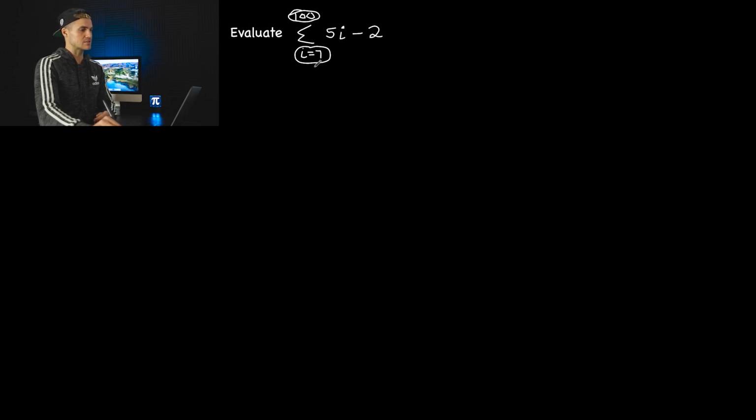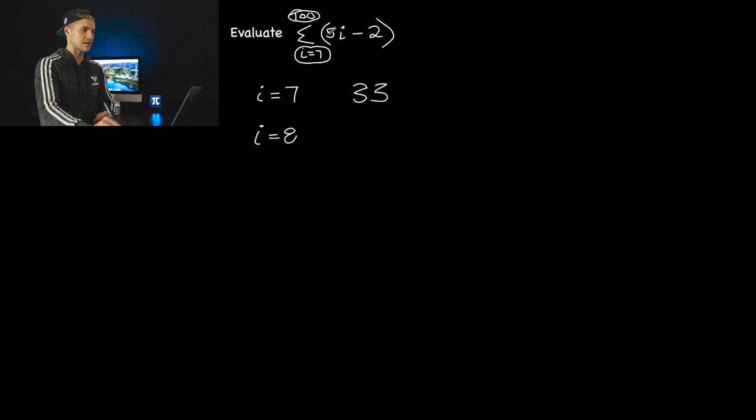What I like to do with this kind of question is write out what the first few terms are going to be with the first few counters. The first counter starts with an i value of 7. When i is 7, what is this term? We plug in 7: 5 times 7 is 35, minus 2 gives us 33. That's the first term.